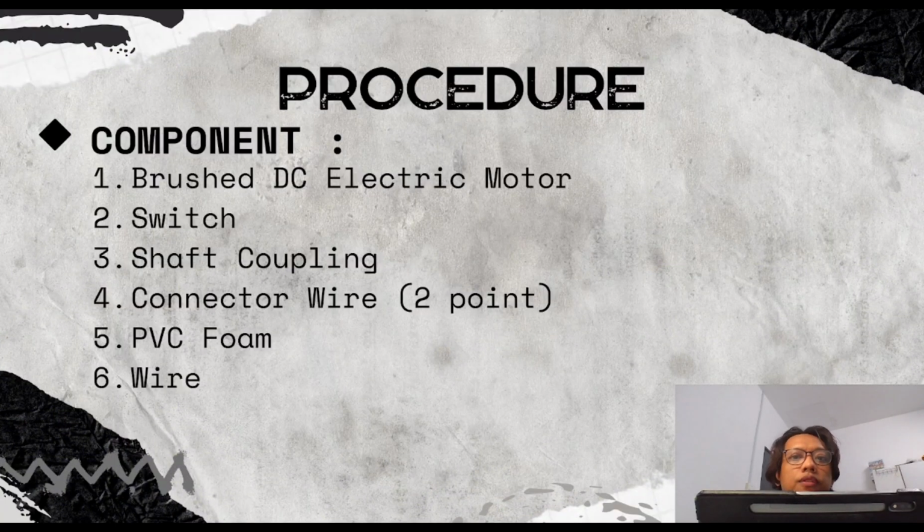Okay, now I will explain the procedure part. In this project, it is not too complex to create a prototype to explain the effect of rotational motion on the magnetic field. It has 6 main components. Number 1 is the brush DC electric motor; we use 2 DC motors. Number 2, switch. Number 3, shaft coupling that we use to connect the DC motor and the shaft of the DC motor. Number 4, connector wire. Number 5, we use a PVC foam as the base of the prototype. And number 6, wire for connecting every component.